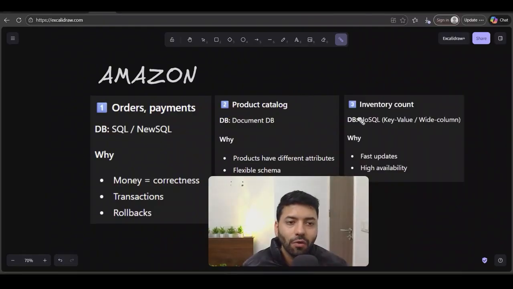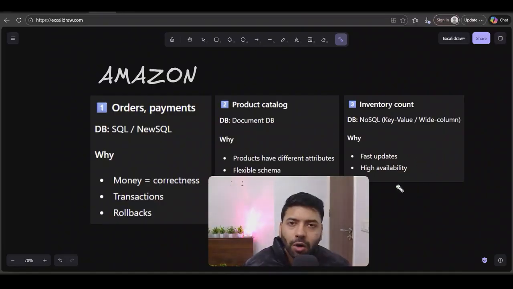Next, let's see what we will use for inventory count. Again, for inventory count, we will use a NoSQL database. Now we have two options: either the key value database or the wide column database. If two choices seem confusing to you, you can simply say wide column database. Why? We would have fast updates and high availability.